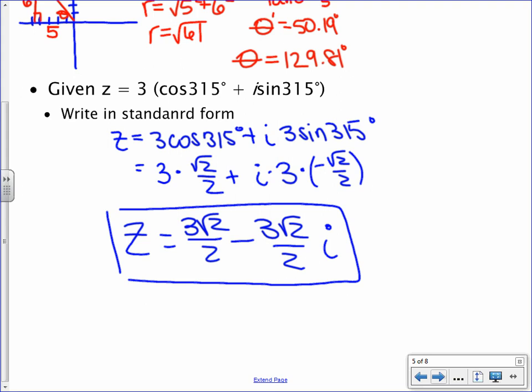Now, why are we doing this? Why do we have the trig form? There are some shortcuts to multiplication, division, and taking complex numbers to powers. So let's go ahead and look at those.